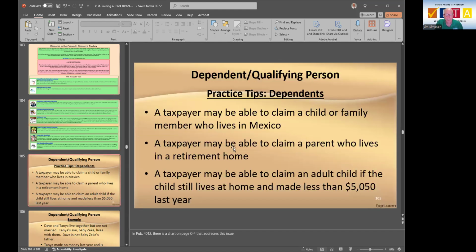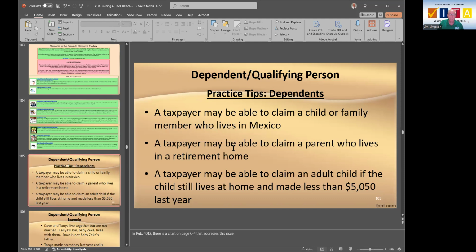Okay, let's talk about some other practice tips about dependents. I already mentioned this: a taxpayer could claim a child or a family member who lives in Mexico, if they're providing over half their support and they paid all the expenses of keeping up the household, they're temporarily away, and they're going to come back. This is a big one, the second bullet point: you've got a parent who lives in a retirement home, and you're paying the cost of that retirement home, or even just more than half of the cost. You get to claim that.